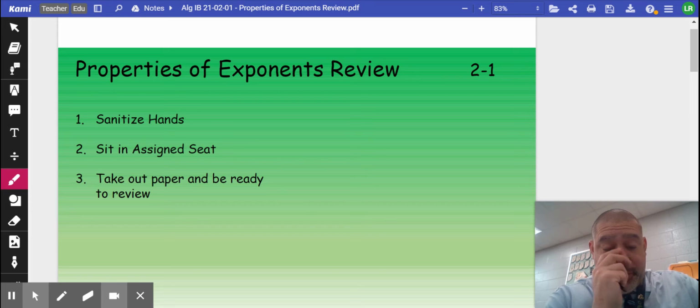We are going to be doing a quick review over properties of exponents, and then we're going to end up finishing up with a quiz today.